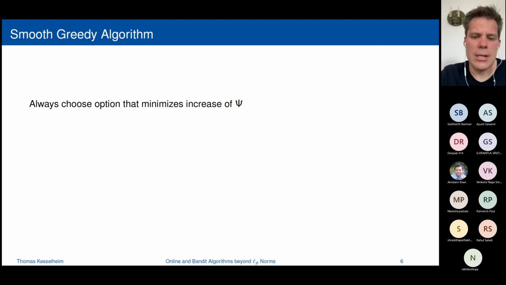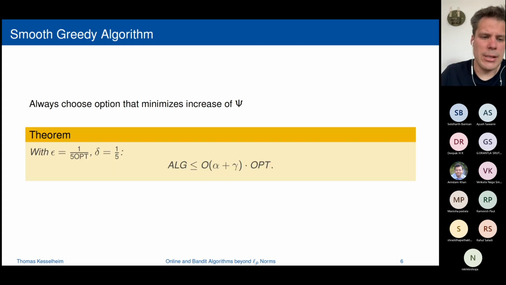This is what people already realized like 30 years ago, but this algorithm does work, at least if your norm approximation fulfills this gradient stability. Namely, what you can show, and what I will show you in the following, is that if you choose this epsilon to be in the order of 1 over opt, and this delta to be some small constant, then the norm of the load vector of your algorithm will be bounded by O of alpha plus gamma times the norm of the optimal offline solution.